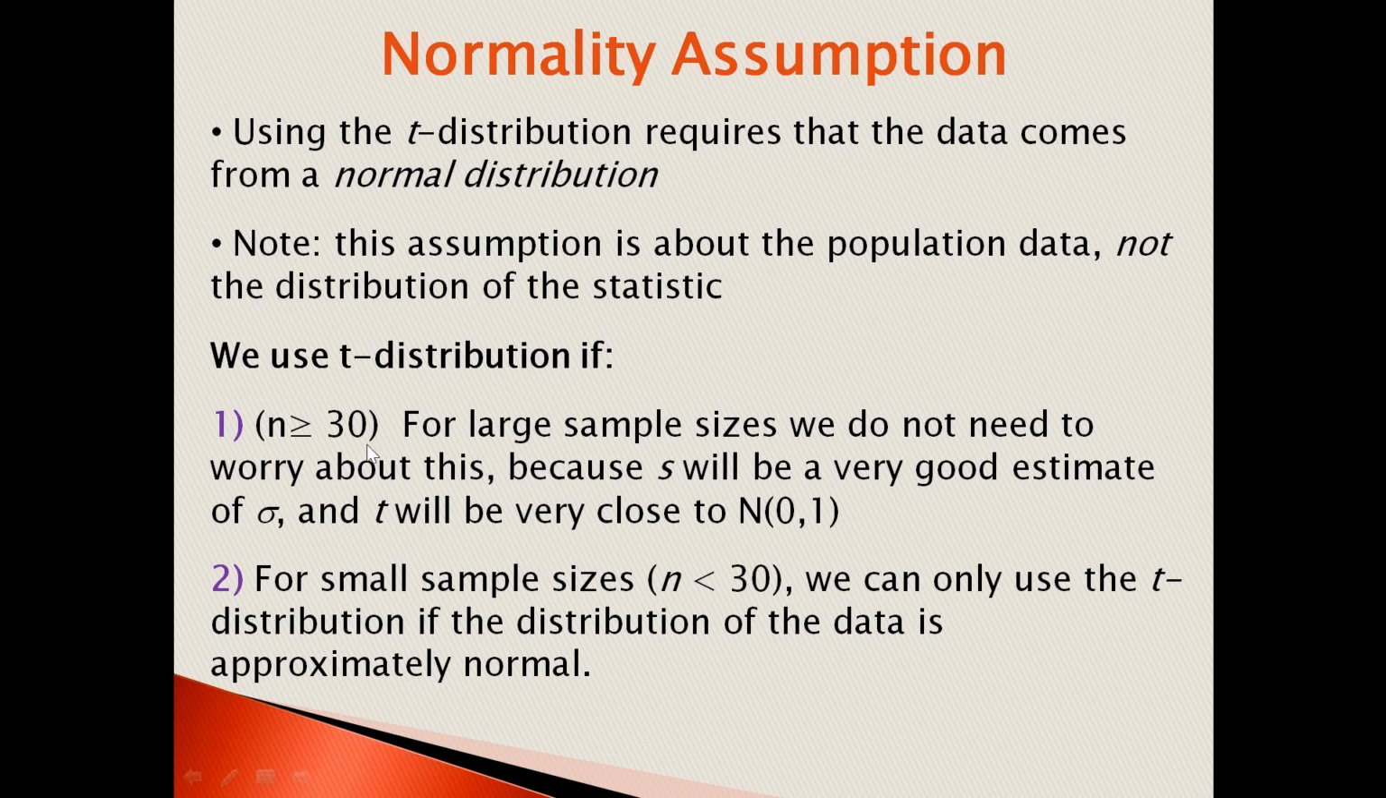Either n is larger than 30, then we can go ahead and use S instead of sigma, and we will be using the t-distribution instead of the normal distribution. Or n is less than 30, however, my sample is normally distributed, meaning there are no outliers, it's not skewed, I can go ahead and use it.